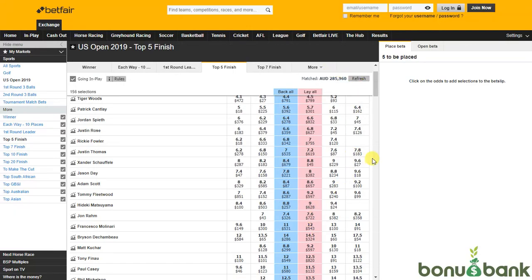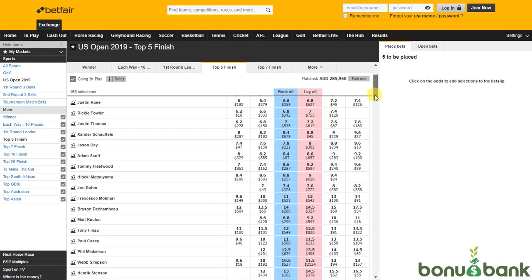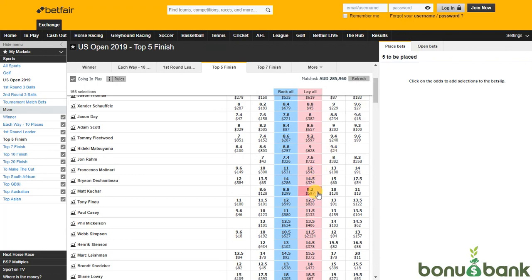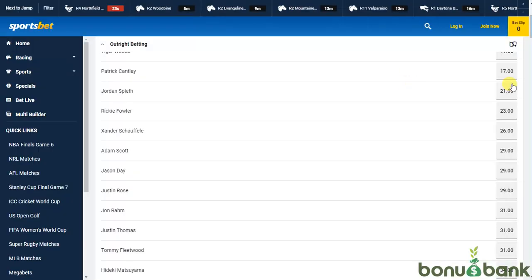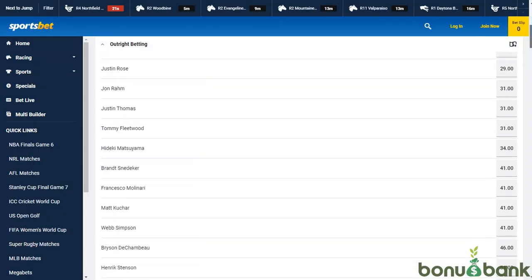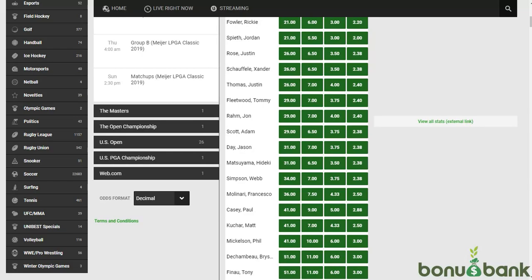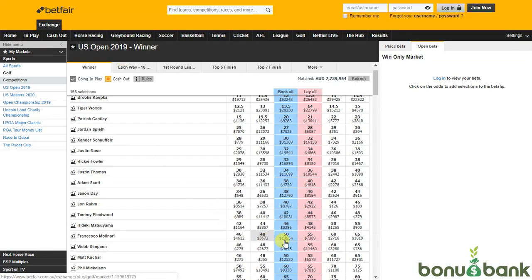So we had Ram at 7.6, then it jumps up to 12 and 14, and then we've got Matt Kuchar at 9.2. So this one definitely interests me here. And again, I'm just going to have a quick look at the bookies. So we'll get 41, 41 again, and he's 41 at Unibet as well, and then he's 55 at Betfair.